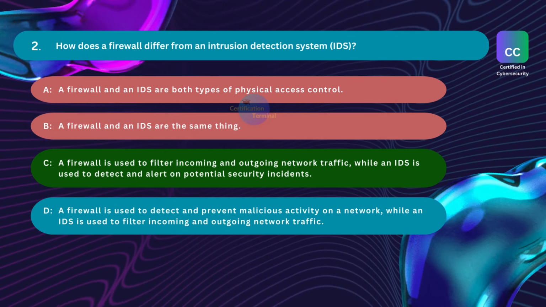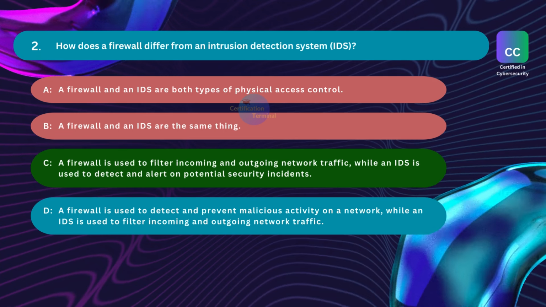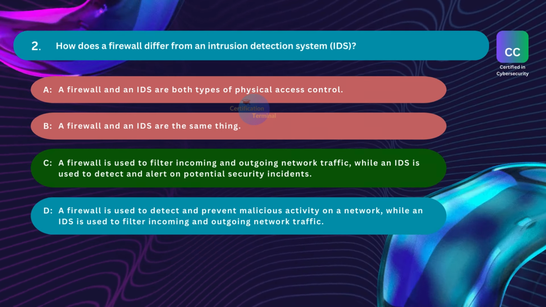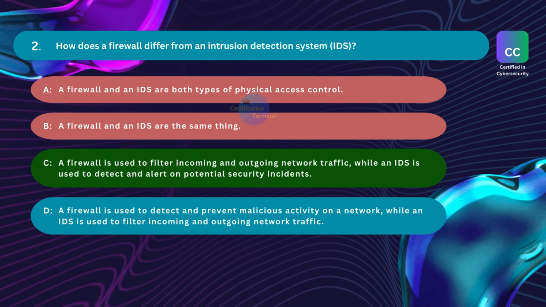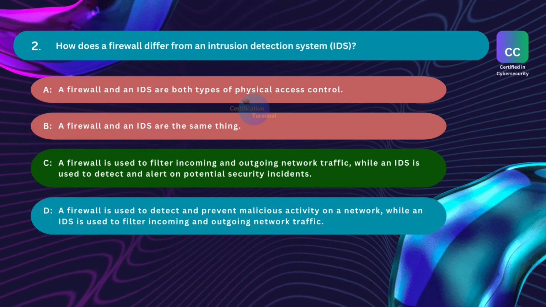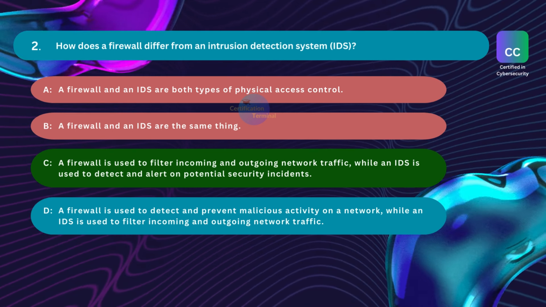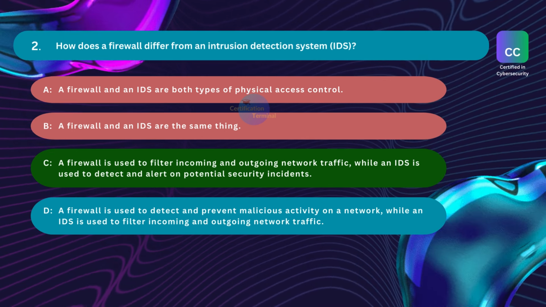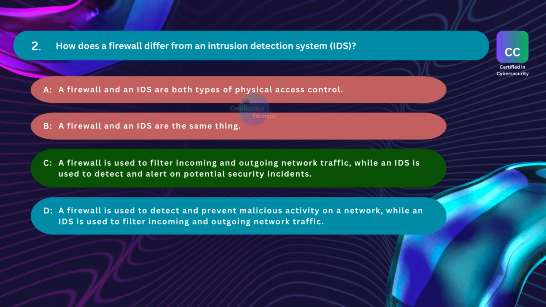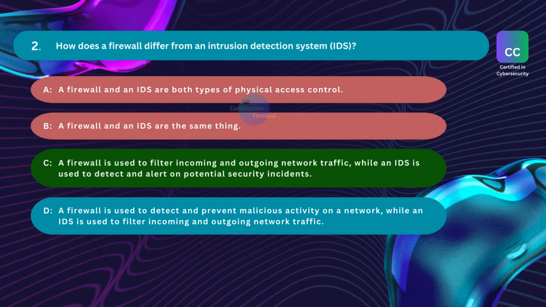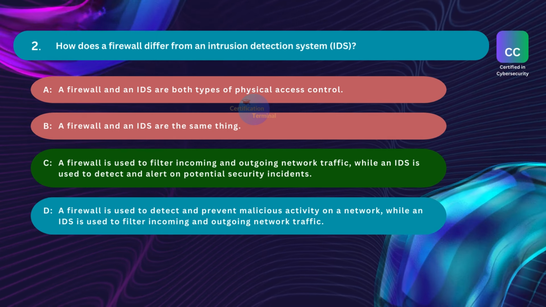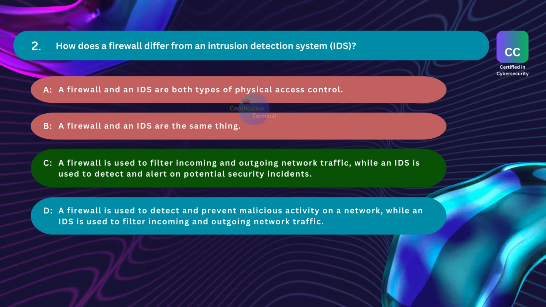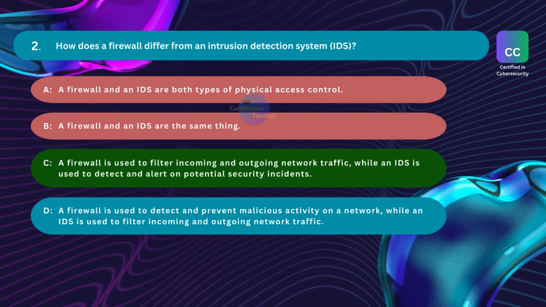Option B is incorrect. Firewalls and intrusion detection systems serve distinct purposes in network security. A firewall is primarily designed to control and filter network traffic, based on a set of predetermined rules, blocking or allowing data packets based on criteria like source, destination, and type of traffic. On the other hand, an intrusion detection system is focused on monitoring network and system activities, identifying patterns or behaviors that may indicate a security threat, and then alerting administrators to investigate further.